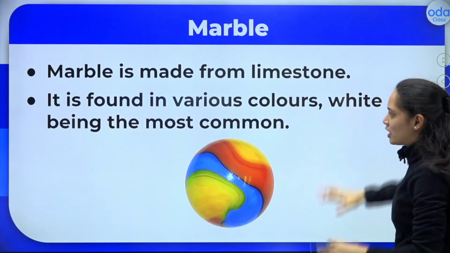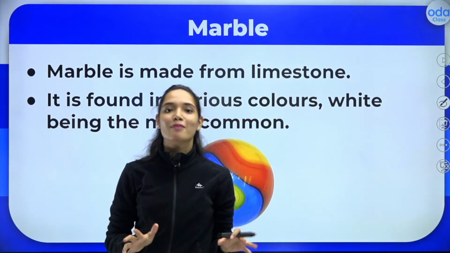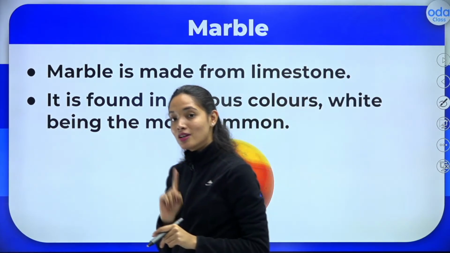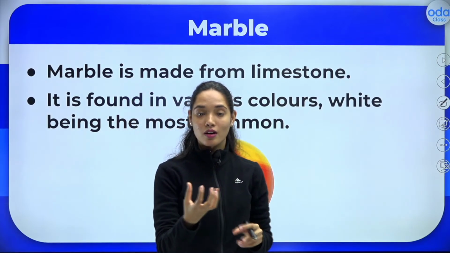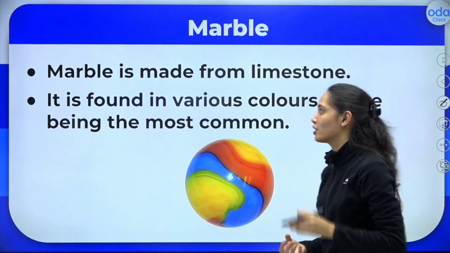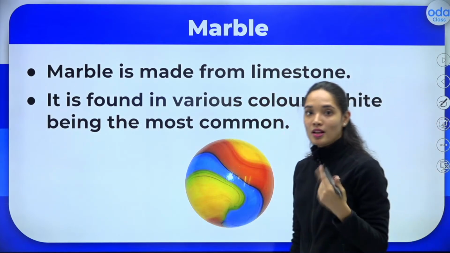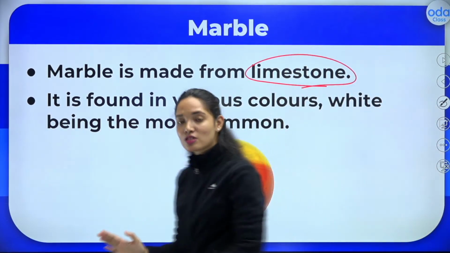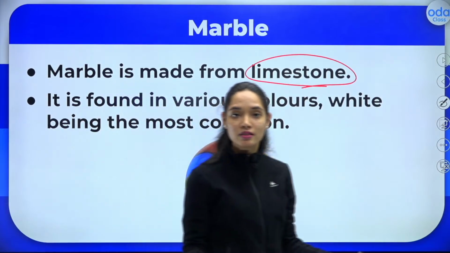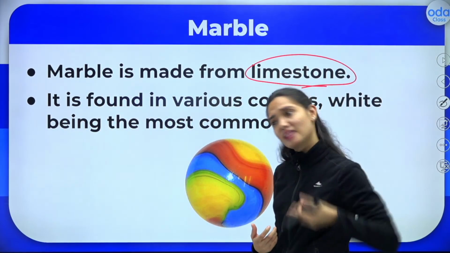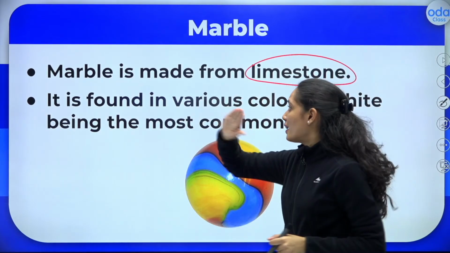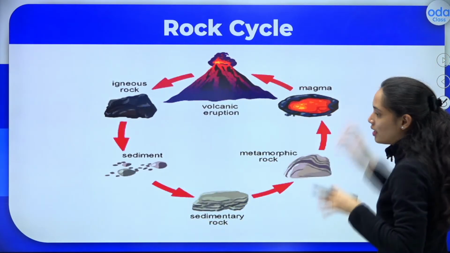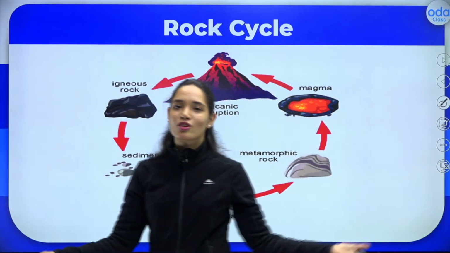So students, let me give you a quick example about it. Marble. Can you recall Taj Mahal now? The second question which I asked all of you, Taj Mahal. Taj Mahal is made up of marble, right? That is a metamorphic rock. So this marble is made from limestone. Limestone is a sedimentary rock. Can you even imagine? Limestone is transformed into a beautiful marble just because of heat and pressure? Yes, it's a big change. It's a metamorphic rock. It is found in various colors, white being the most common. And students, this marble is usually used in making buildings, amazing structures and statues.